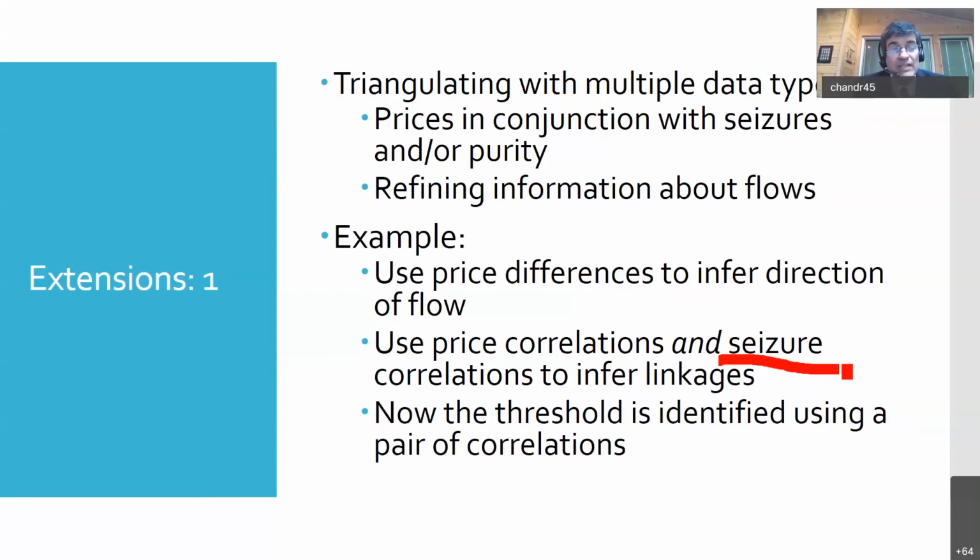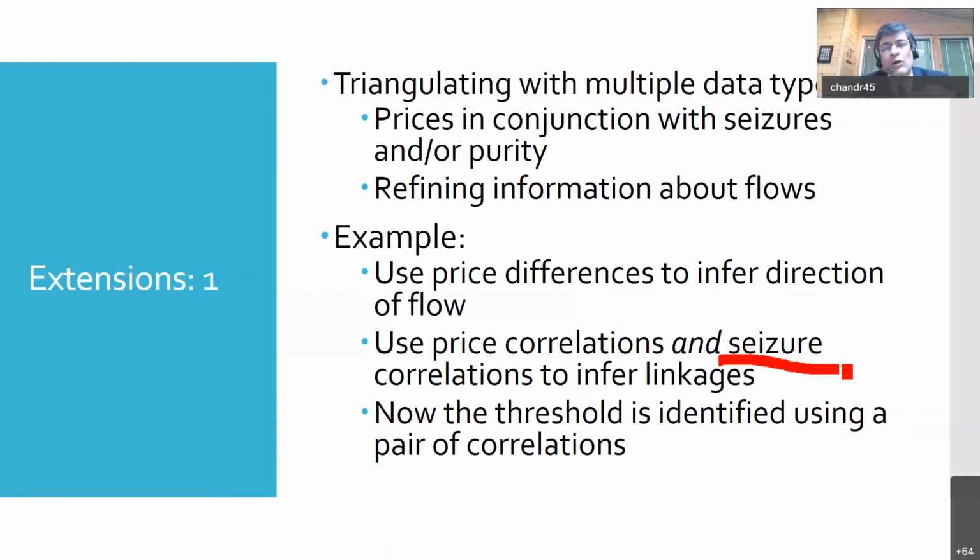So what we can do is we can use seizure correlations. If one city along a flooded pipeline experiences a bump in seizures, chances are other cities down the pipeline are also going to see bumps in quantities seized. So that's the logic that we use here.